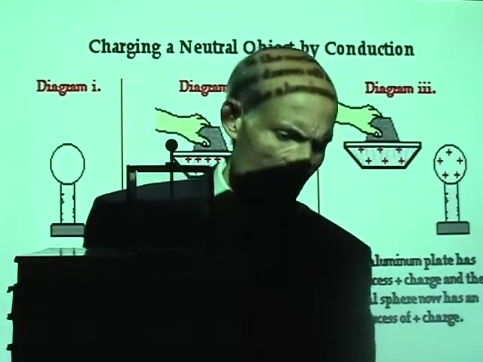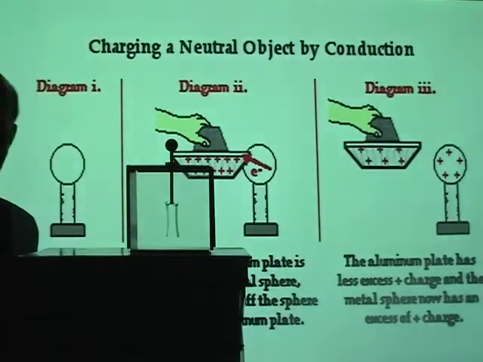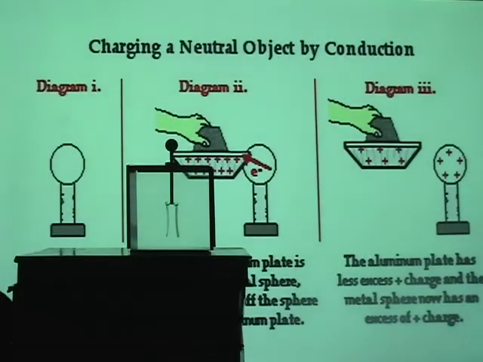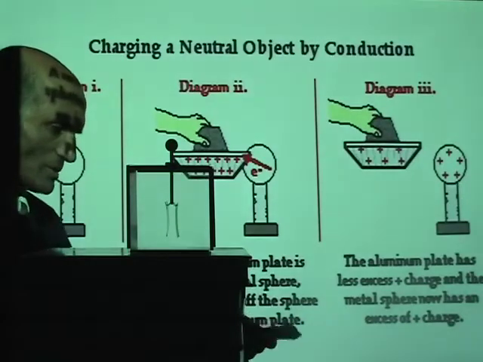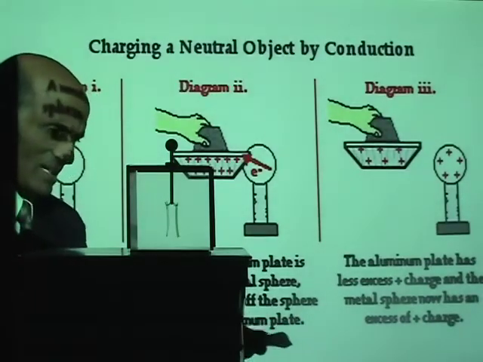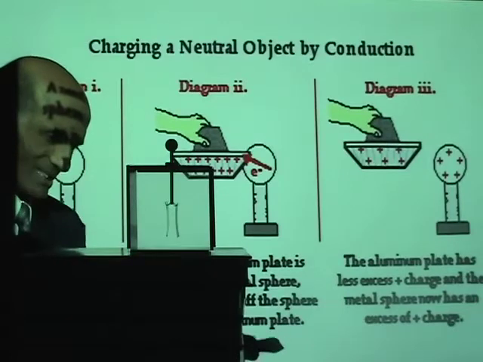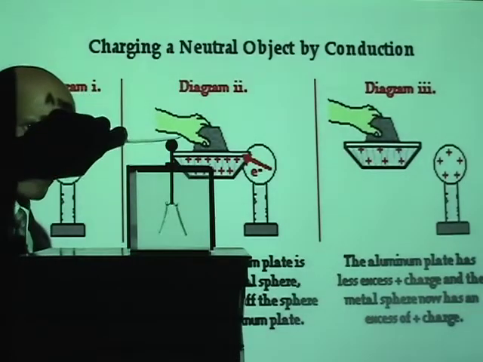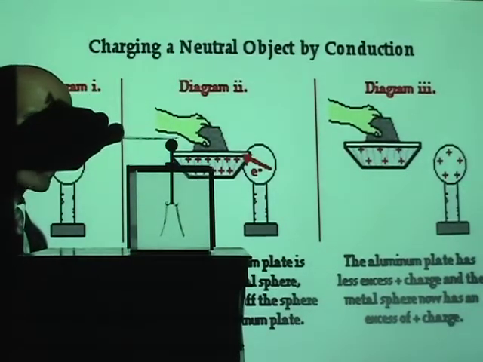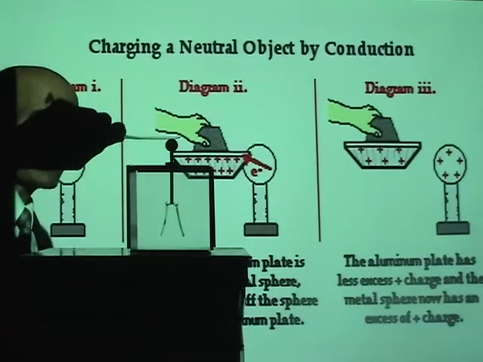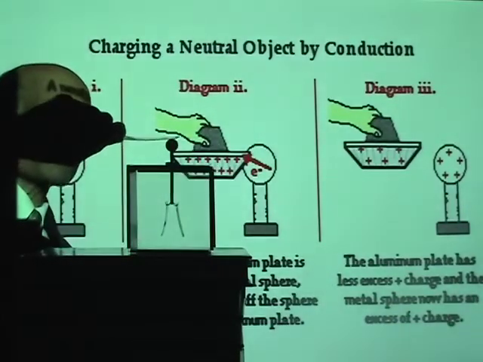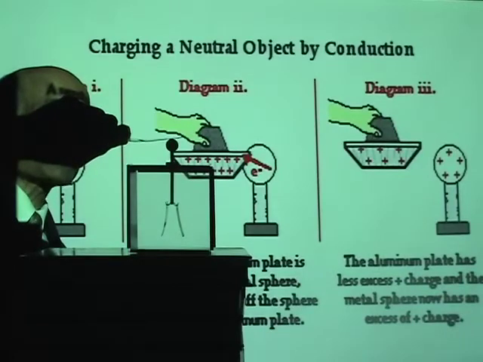Well, let me try another one, because these objects get hot very fast and they become very ineffective. So, if I try it again, I hope it will work. Now, there you are. I made contact with the electroscope and they shared charges. This is charging by conduction.